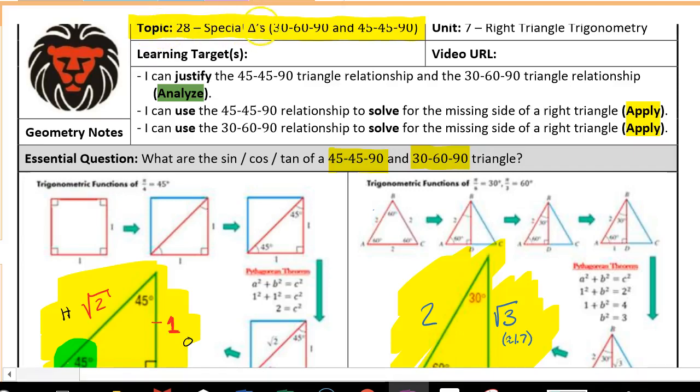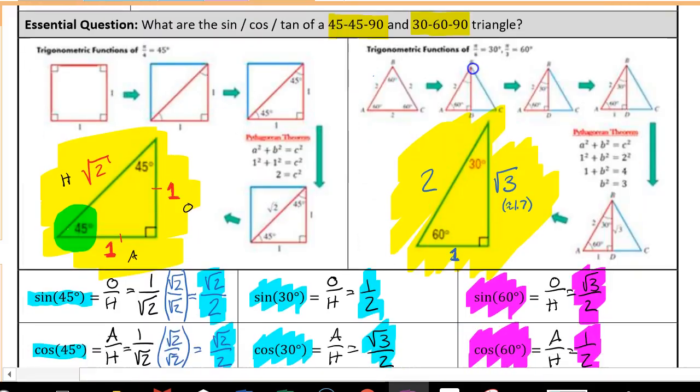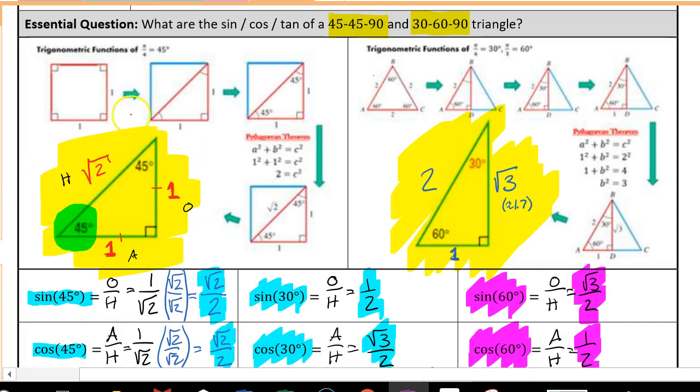This is a continuation of topic 28, special right triangles. In the previous video, we defined the 45, 45, 90 triangle and 30, 60, 90 triangle. 45, 45, 90 having side lengths 1, 1, and root 2, and 30, 60, 90 having side lengths 1, 2, and root 3, 2 being the hypotenuse.